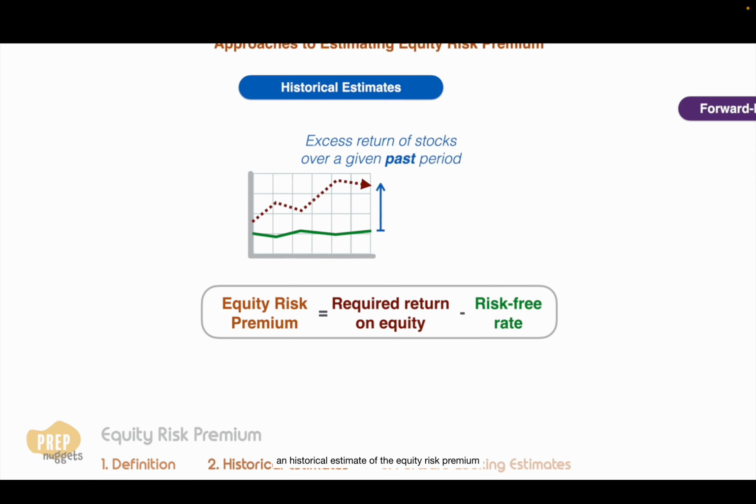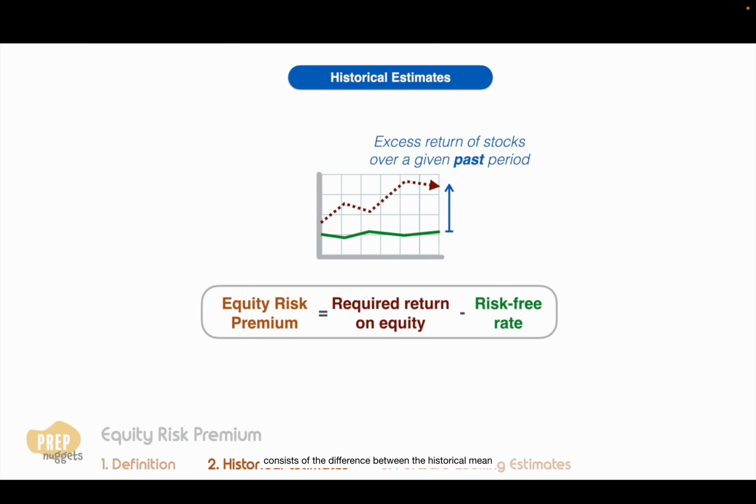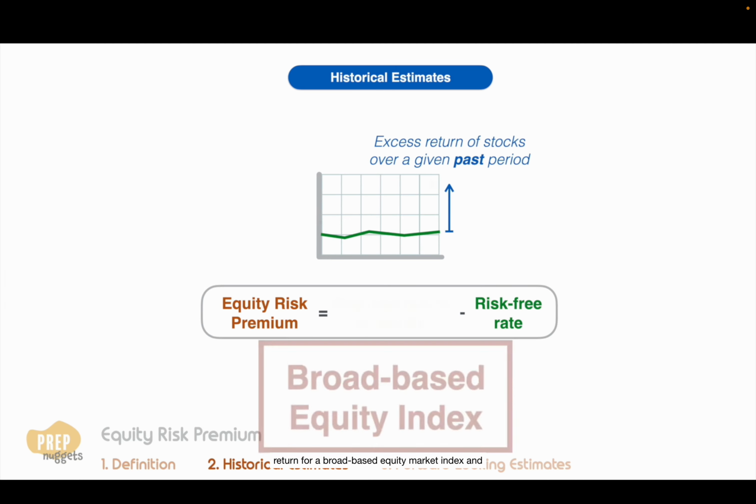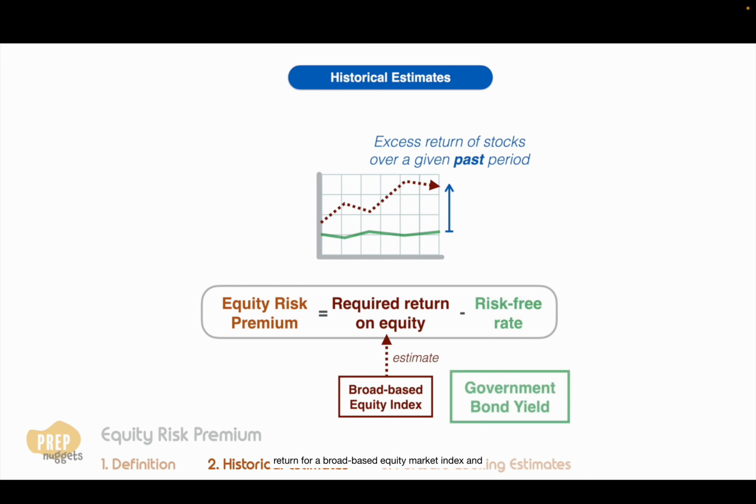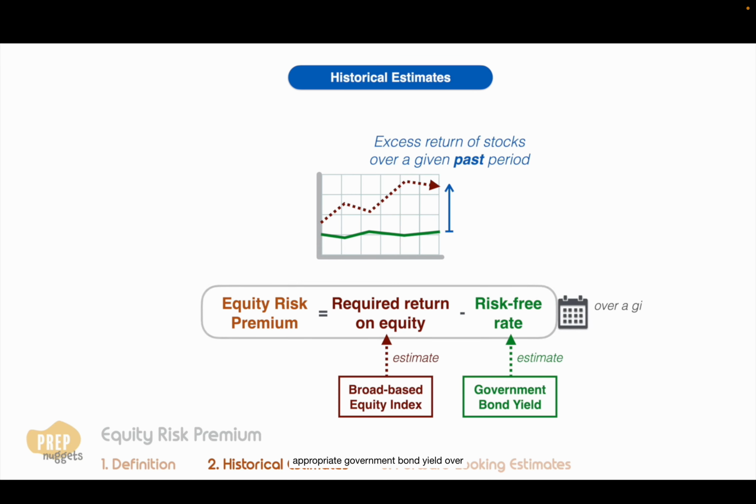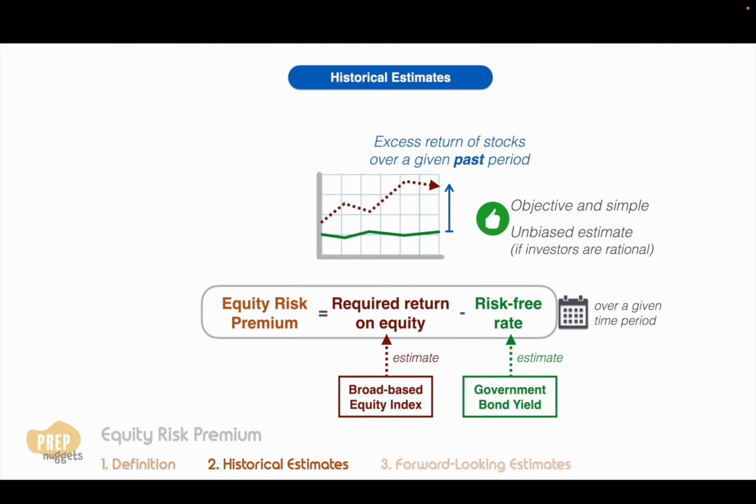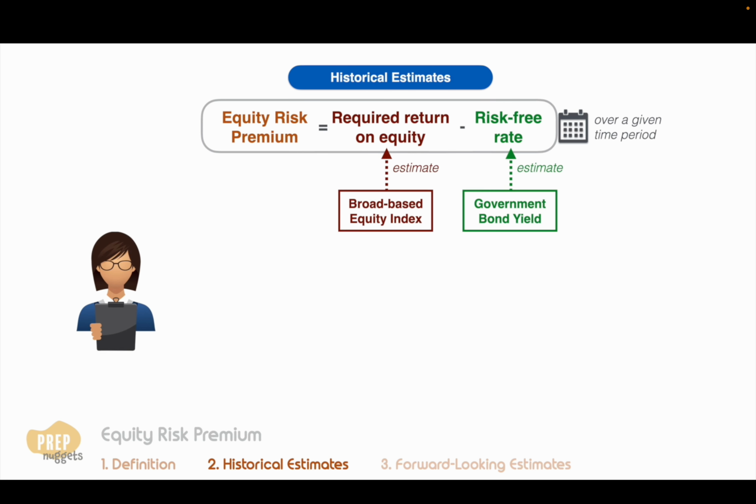A historical estimate of the equity risk premium consists of the difference between the historical mean return for a broad-based equity market index and appropriate government bond yield over a given time period. Its strength is its objectivity and simplicity. Also, if investors are rational, then historical estimates will be unbiased. As an analyst, there are four major considerations when taking this approach.